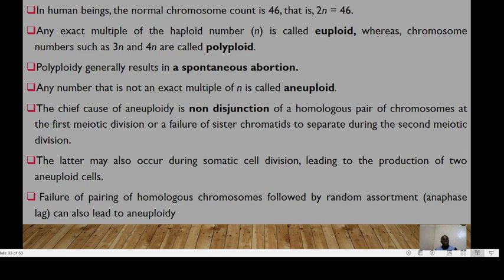The chief cause of aneuploidy is non-disjunction of a homologous pair of chromosomes at the first meiotic division, or failure of sister chromatids to separate during the second meiotic division. The latter may also occur during somatic cell division, leading to production of two aneuploid cells. Failure of pairing of homologous chromosomes followed by random assortment, or anaphase lag, can also lead to aneuploidy.